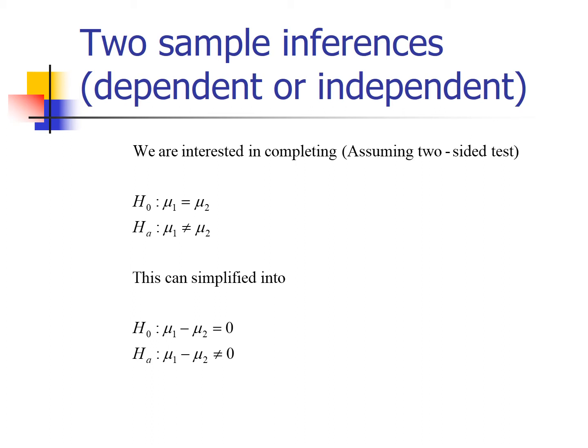Now note that this could be algebraically simplified or shuffled. If we subtract mu sub 2 from both sides of those equations, then we get these new hypotheses. That is, mu1 minus mu2, the difference in means, equals 0. The alternative being the difference in means is something other than 0. Writing it in that second framework gives us a little bit of insight into what our test statistic is going to be. And we'll talk more about that in just a few slides.